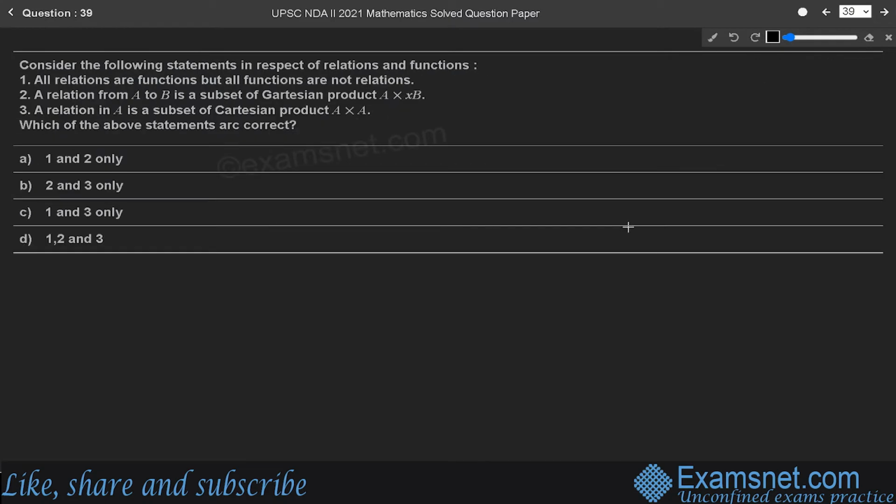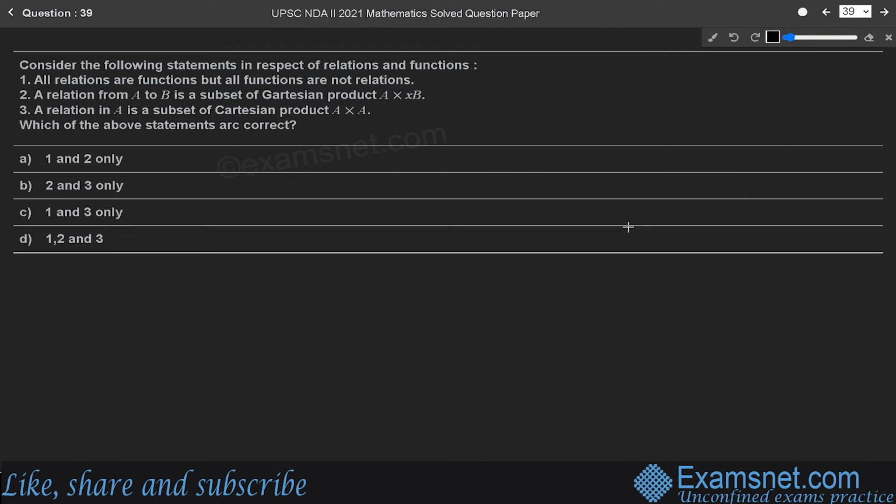Next question is, consider the following statements in respect of relations and functions. See, this question is from relations and functions. First statement is, all relations are functions but all functions are not relations. Second statement is, a relation from A to B is a subset of the Cartesian product A cross B. Third statement is, a relation in A is a subset of the Cartesian product A cross A. Which of the above statements are correct?